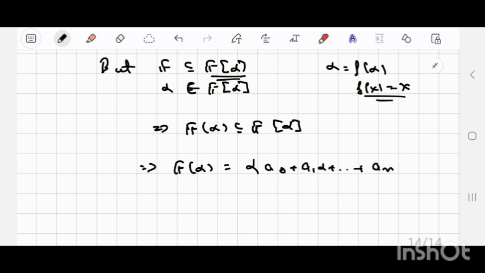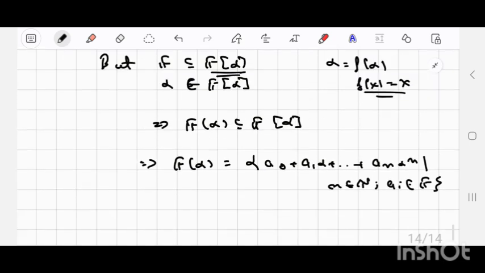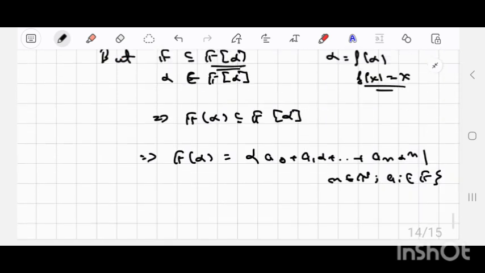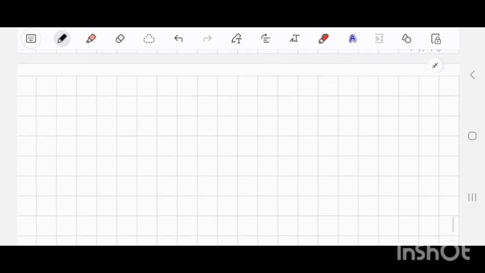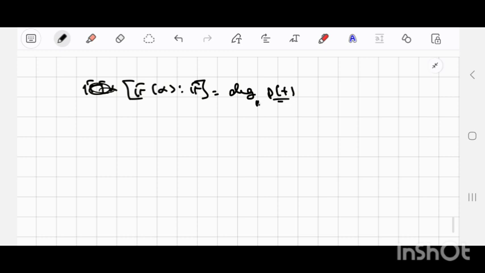So that proves that the smallest subfield containing alpha actually assumes the form of elements a0 plus a1 alpha and so on till an alpha to the power n, where n is some natural number and each ai comes from F. Then we had also said that P(t), the polynomial which generates the kernel, is called the minimal polynomial of alpha over F, right? And then we had proved that the degree of the extension F(alpha) over F is exactly equal to the degree of P(t), the minimal polynomial of alpha over F.